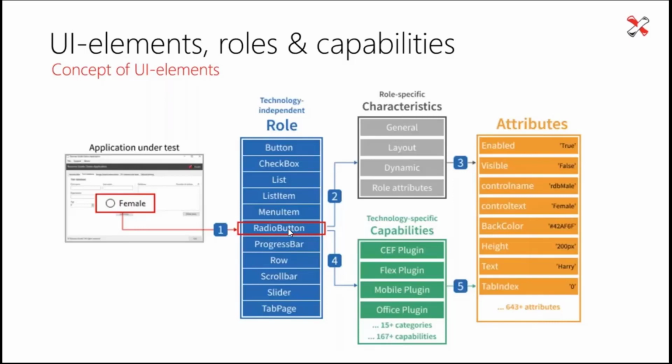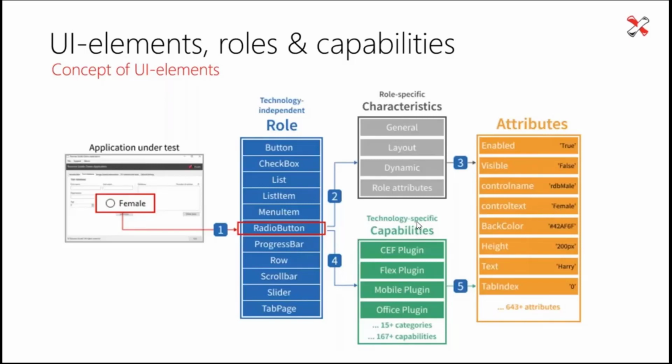And then we distinguish between role-specific characteristics and technology-specific capabilities. With role-specific characteristics, you have general, layout characteristics, dynamic characteristics, and role attributes. And then this feeds into here, showing these different attributes. Enabled equals true, for example. Visible equals false. Or your control text here showing female.